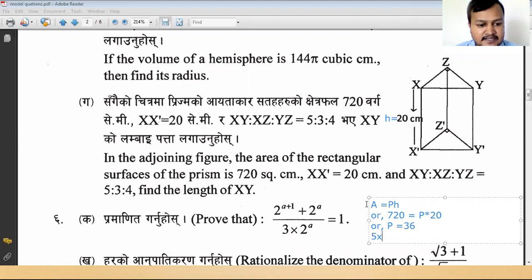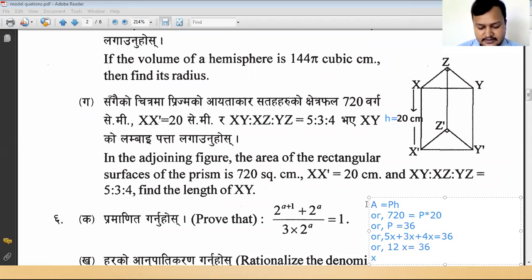If the sides are 5x, 3x and 4x, then their sum is the perimeter. Perimeter 5x plus 3x plus 4x is equal to 36. From it you will easily get the value of x. 5 plus 3, 8, plus 4, 12x is equal to 36. Then x is equal to 36 divided by 12. x is equal to 3.